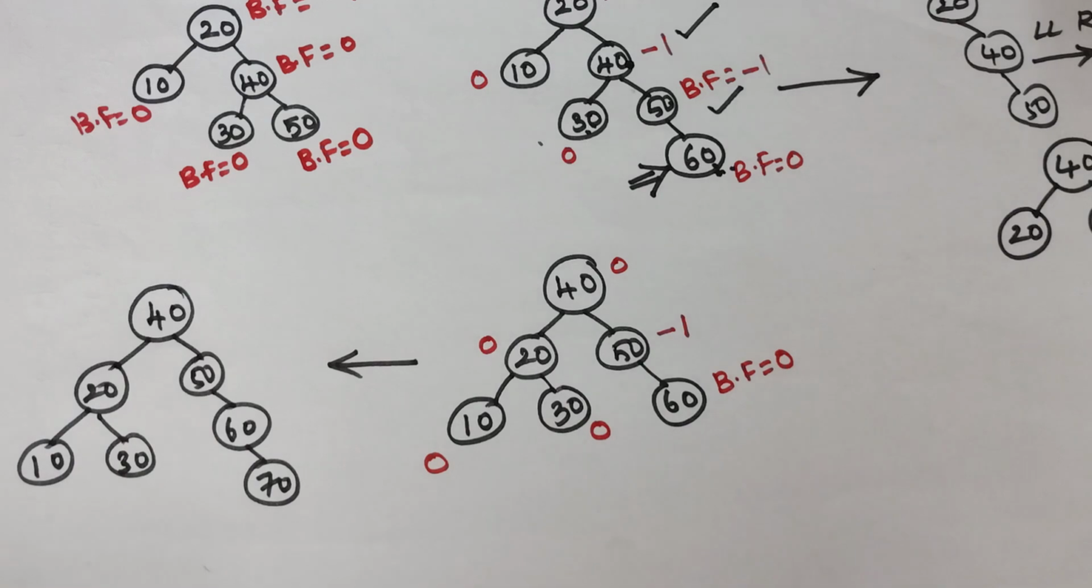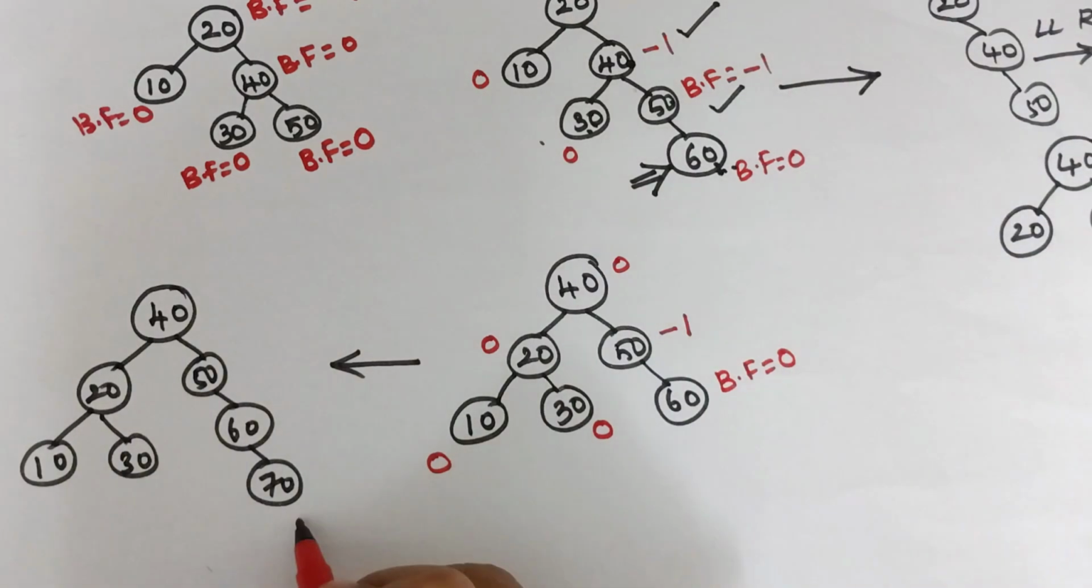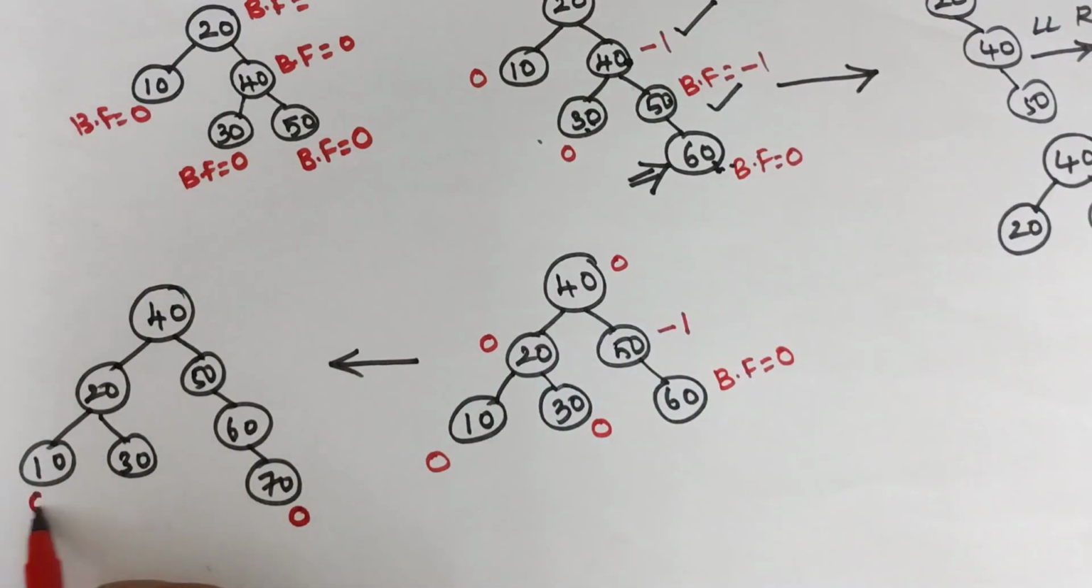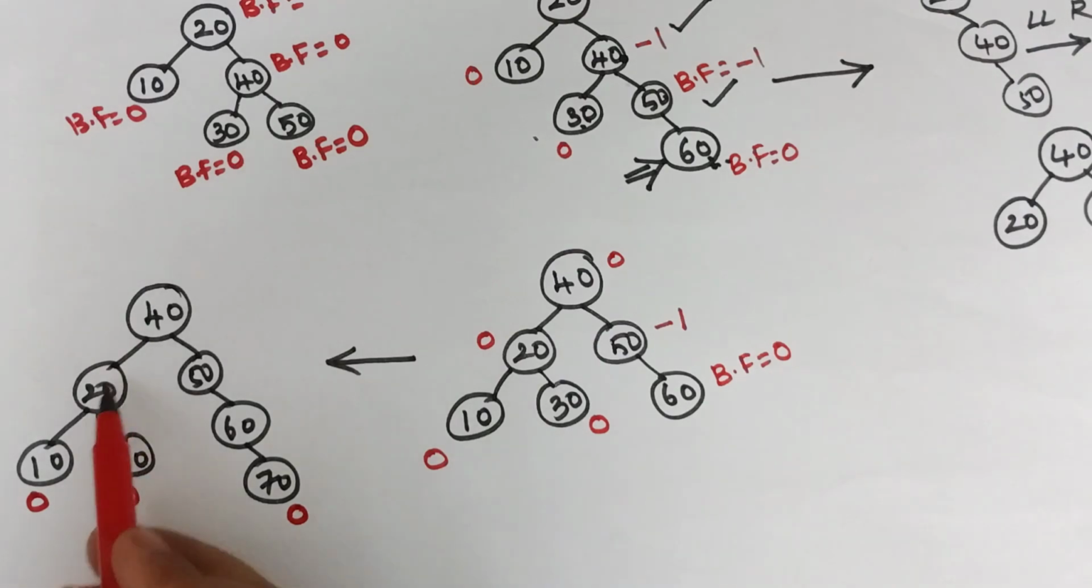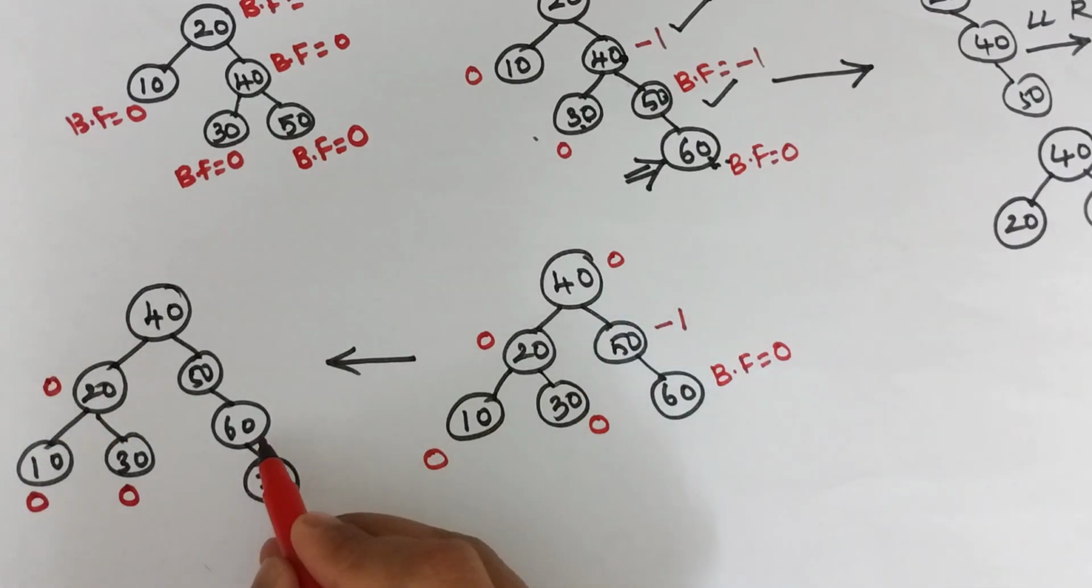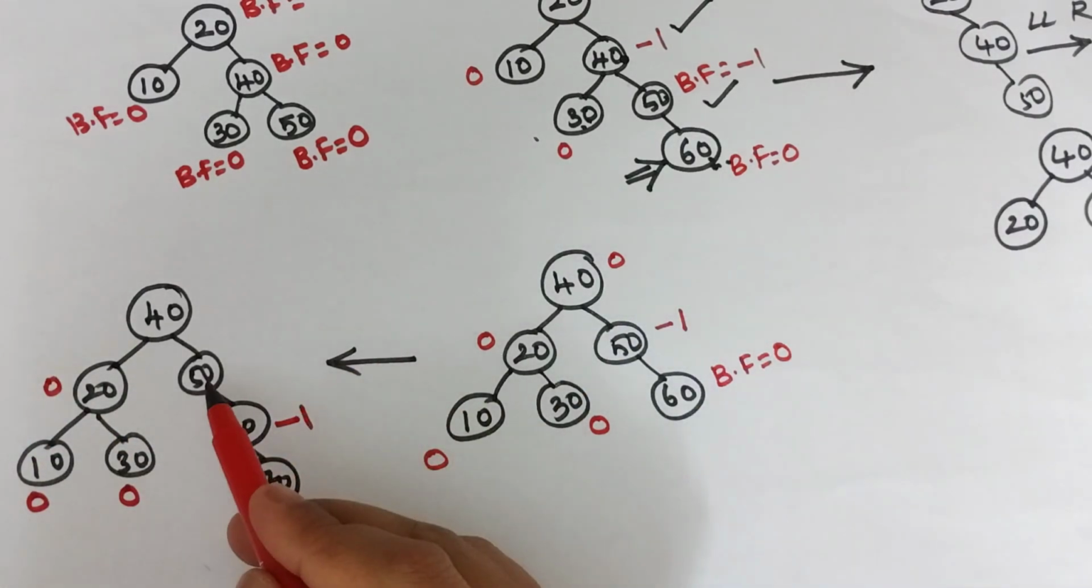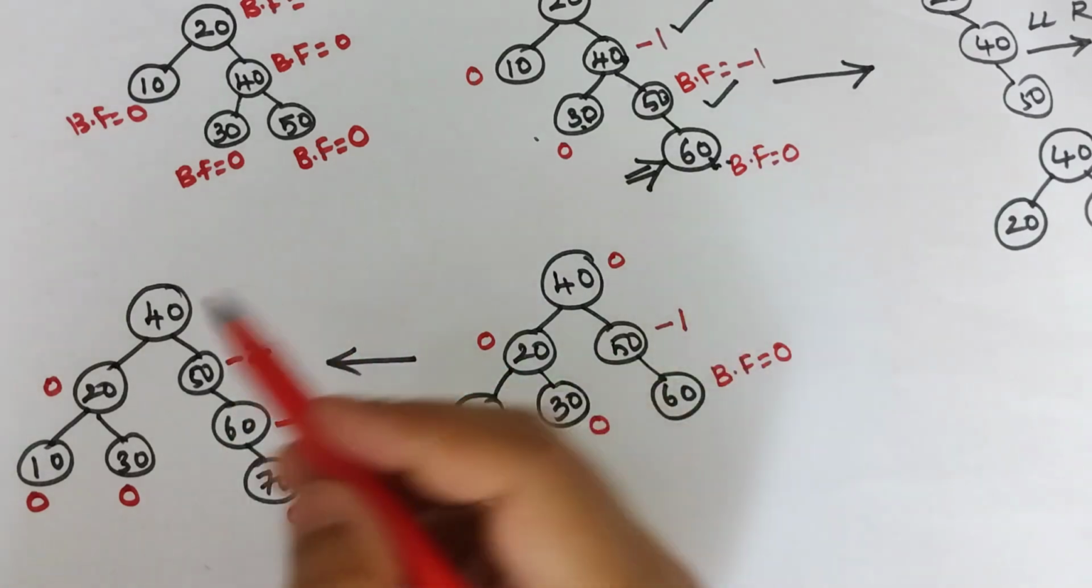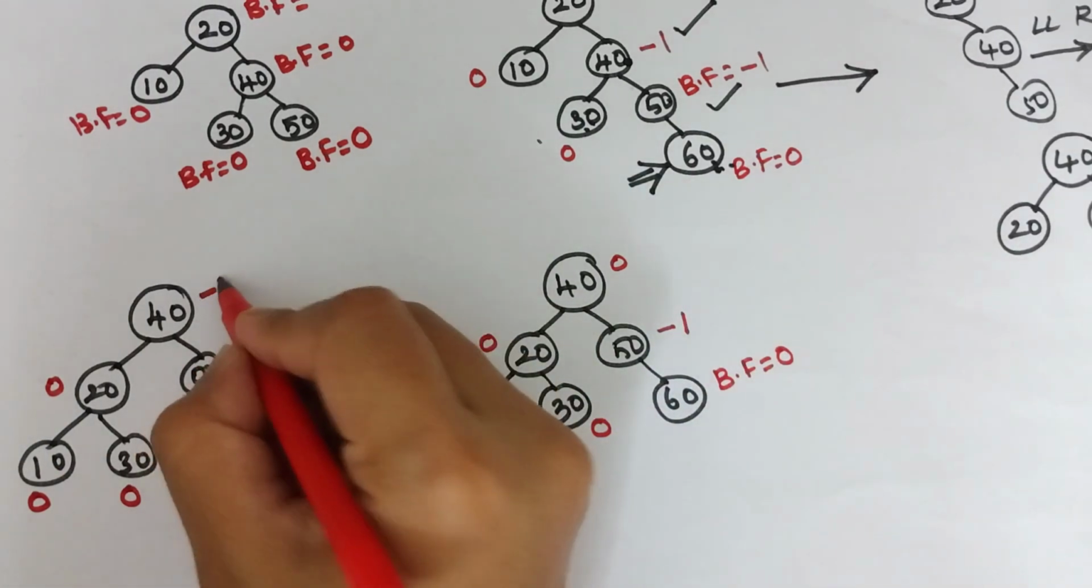Now again find the balance factor for this. So balance factor for 70 is 0. Balance factor for 10 is 0. For 30, 0. For 20, 1 minus 1, 0. For 60, 0 minus 1, minus 1. For 50, 0 minus 2, minus 2. For 40, 2 minus 3, minus 1.